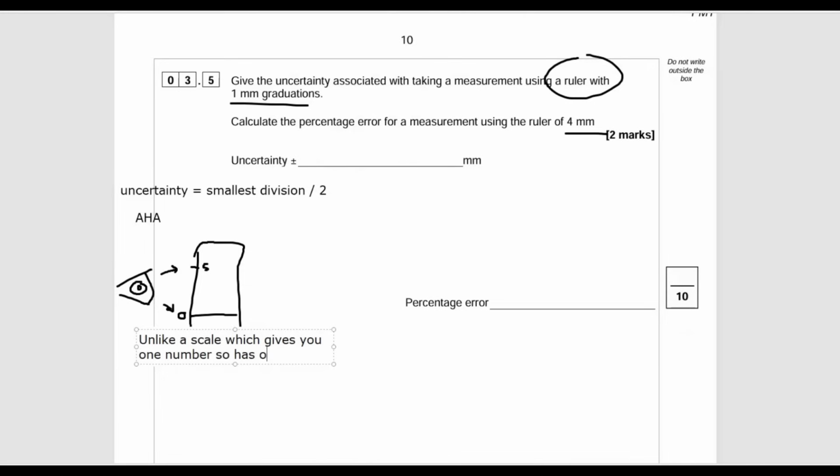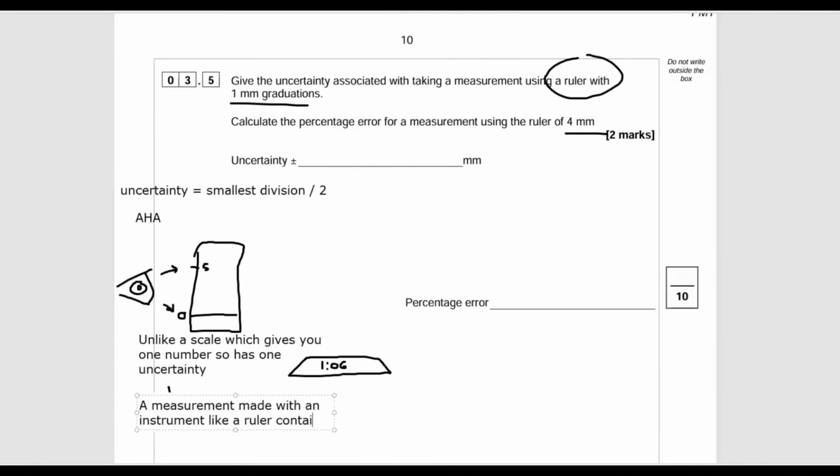It's the same if you use a thermometer. Whereas if you're weighing something on a mass balance, you're just going to get one number, so there's only one level of uncertainty. Here, we've got to multiply our uncertainty by 2 once we work it out to get the total uncertainty. Whenever you take a measurement with a thermometer or a ruler, you are looking at 2 different points, so there is uncertainty at each point. I've over explained that.